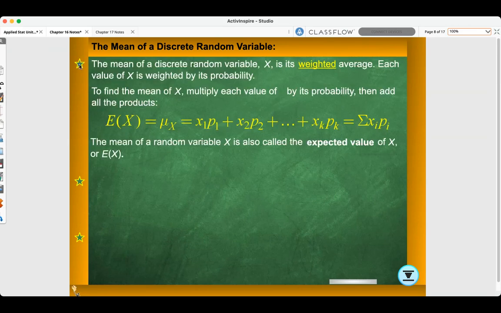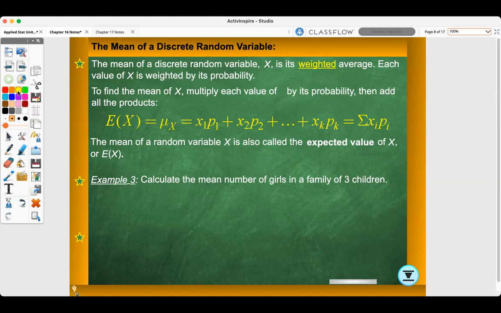The mean of a discrete random variable. The mean of a discrete random variable x is its weighted average. Each value of x is weighted by its probability. To find the mean of x, multiply the value of x by its probability, then add the products. So the expected value of x would be the mean of x, so it would be x1 times the probability of that, all the way until you have them all added together. The mean of a random variable x is also called the expected value of x, or E of x.